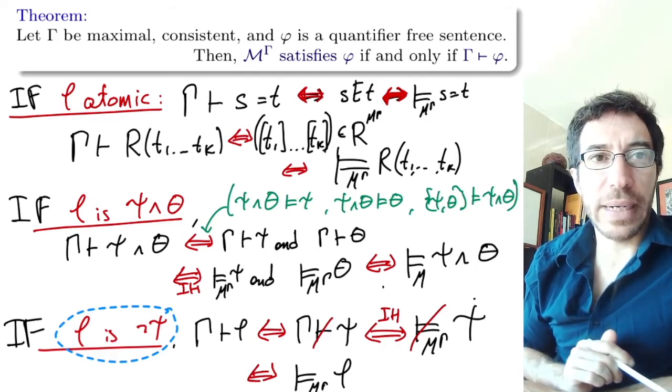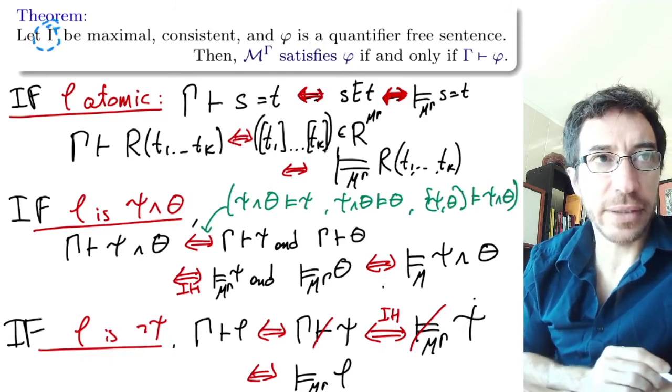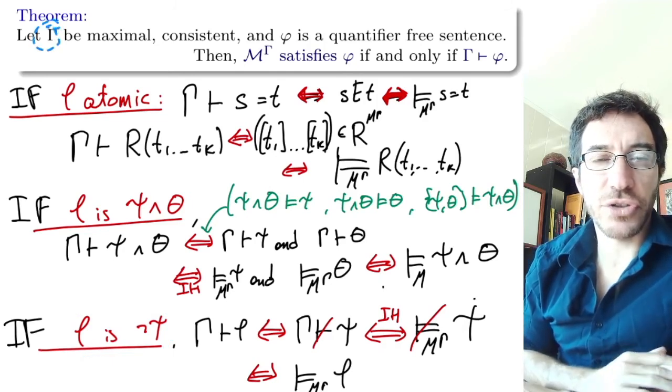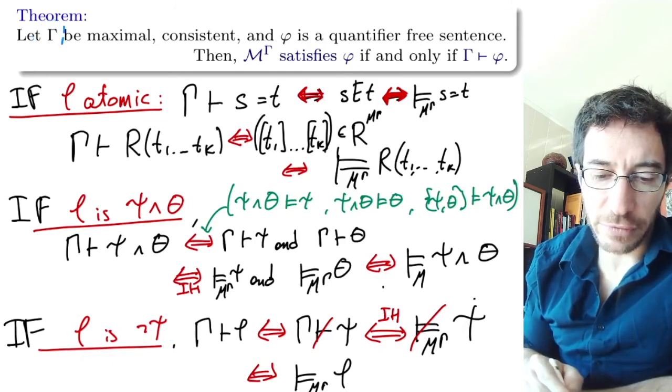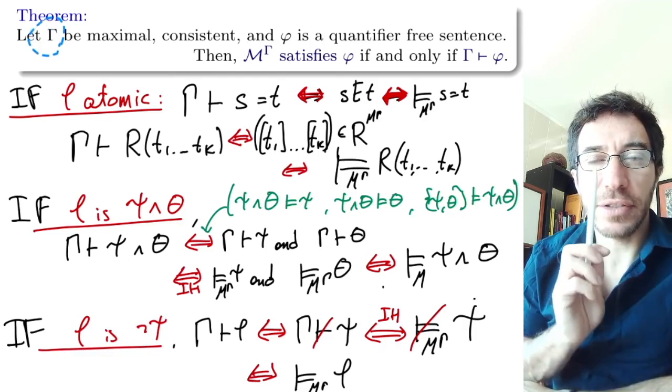But what we want is to build a term model of everything, right? To prove completeness, to prove that if you're consistent then you're satisfiable, we want to build a model of everything. We don't have that yet, so that's going to come up next week.